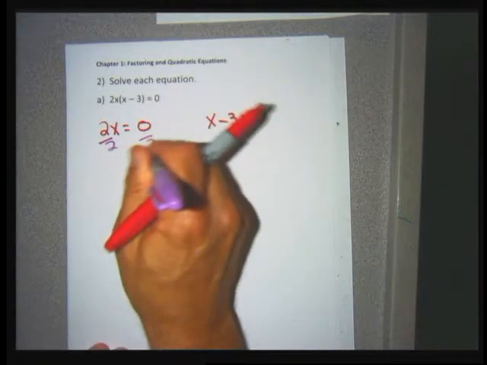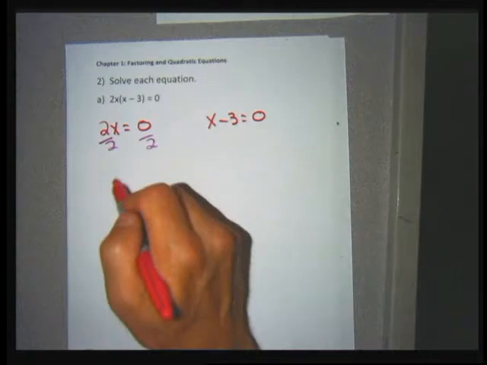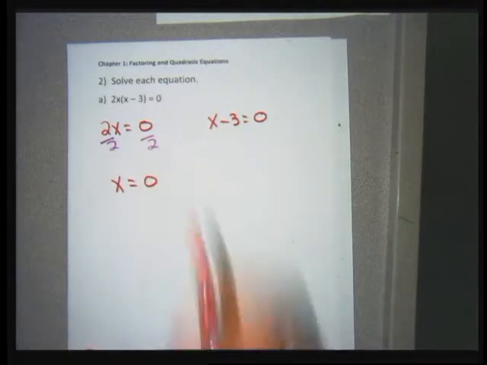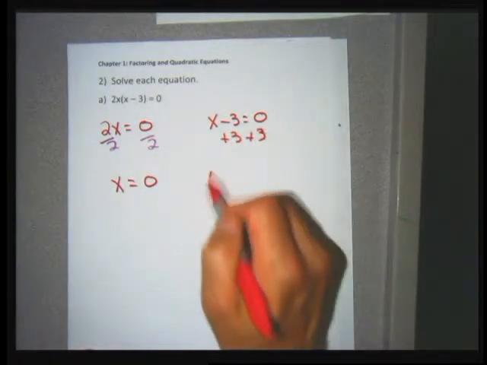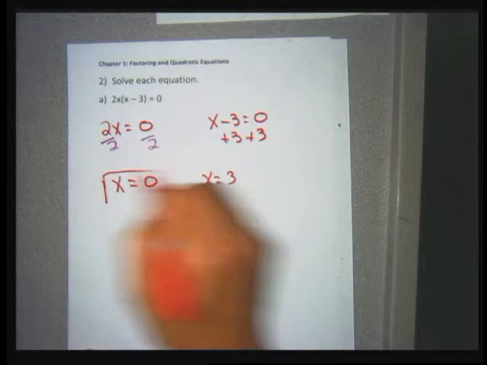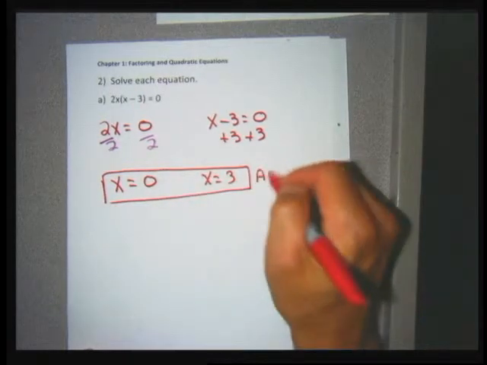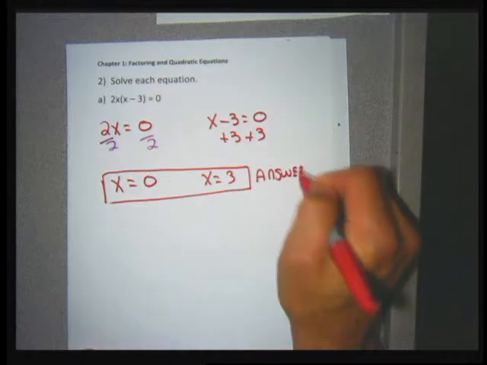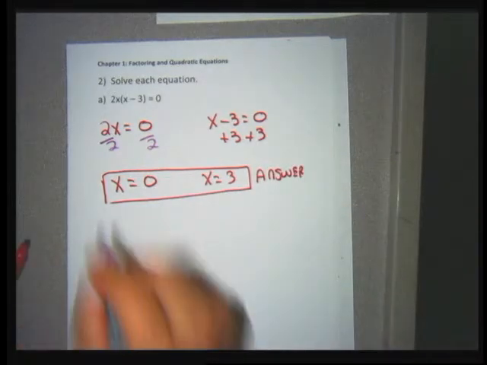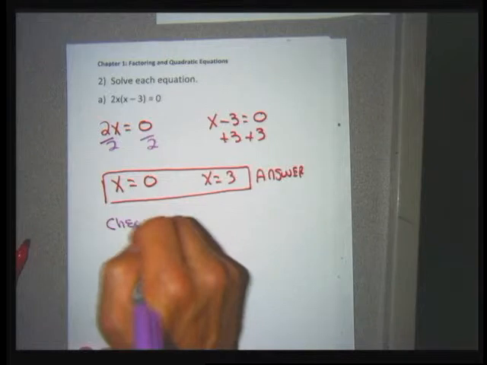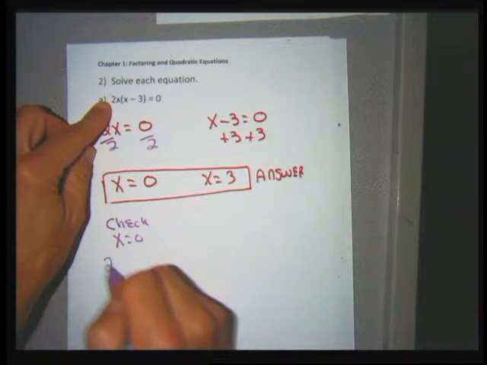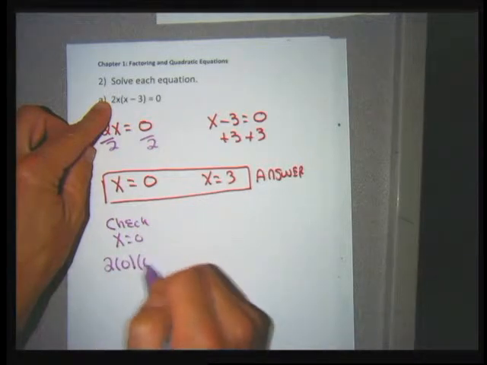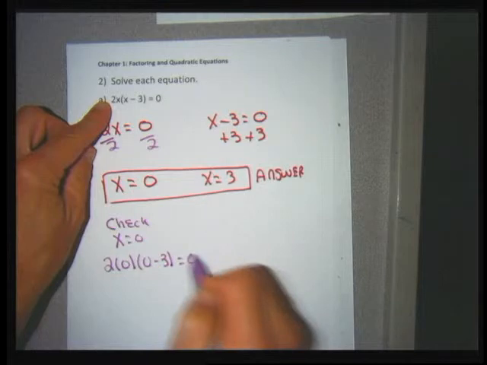For 2a, any factor with an x gives a solution. The first one you divide by 2 and you get 0 over 2, which is 0. The second one you add 3 and get x equal to 3. So my answers for 2a, I'm pretty sure, are x equals 0 and x equals 3. It's optional, but I certainly can check. And it's not terribly hard to check, especially because I have a calculator. To check x equal to 0, I'd go to the original problem and go 2 times 0 times 0 minus 3 and make sure that equals 0.